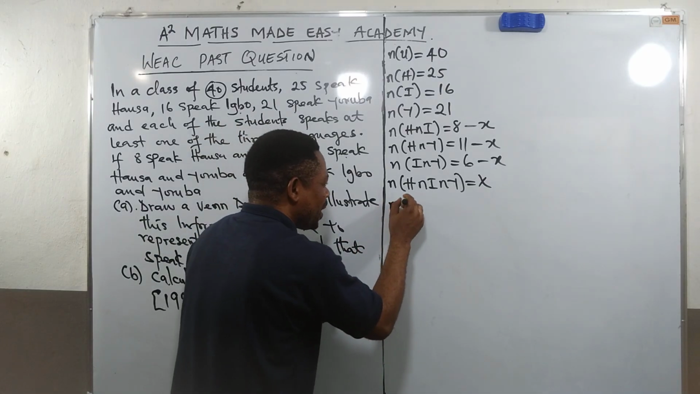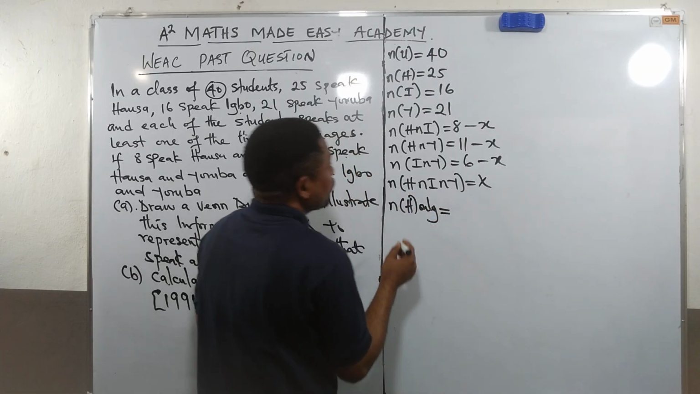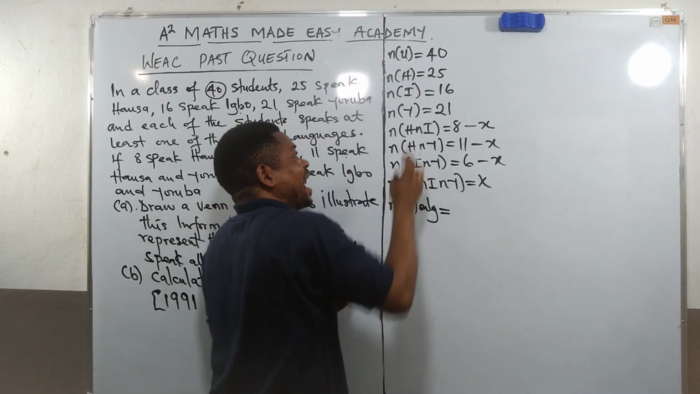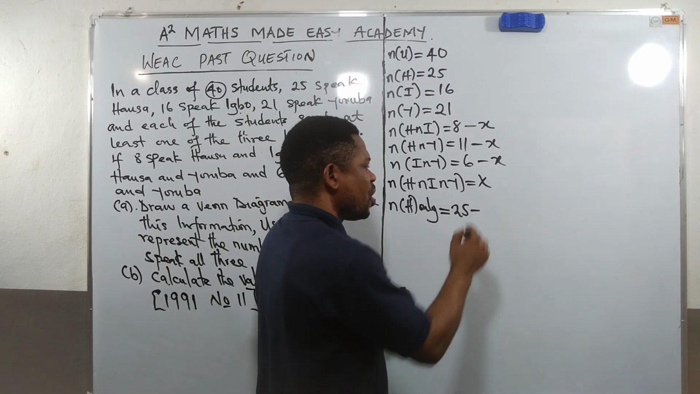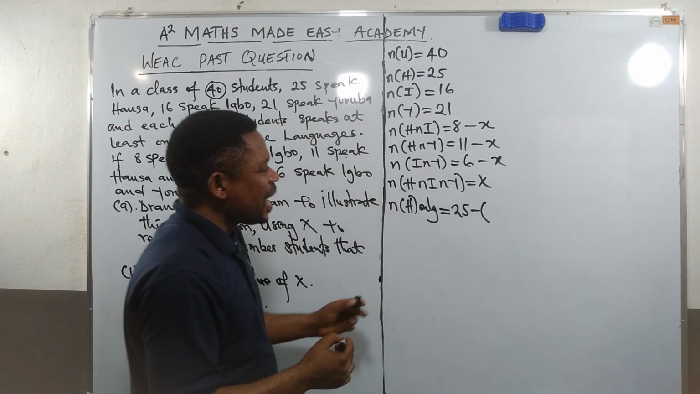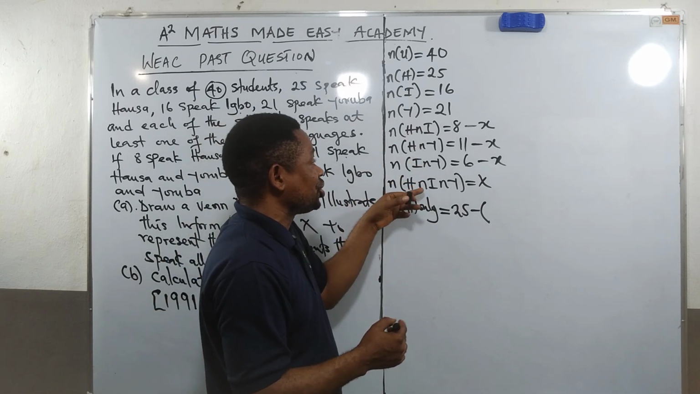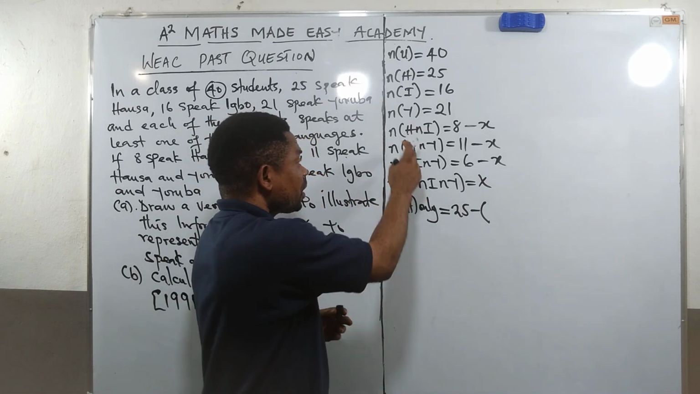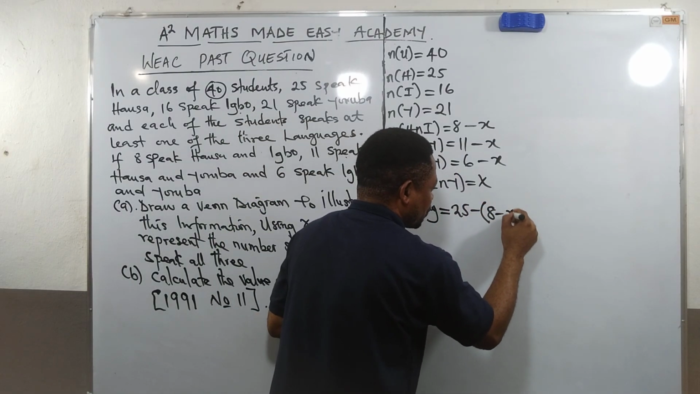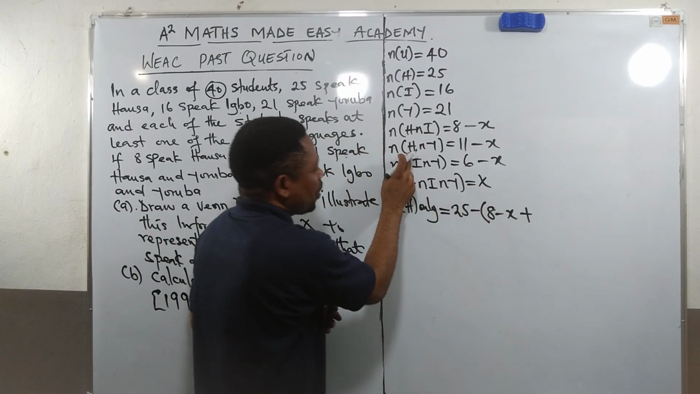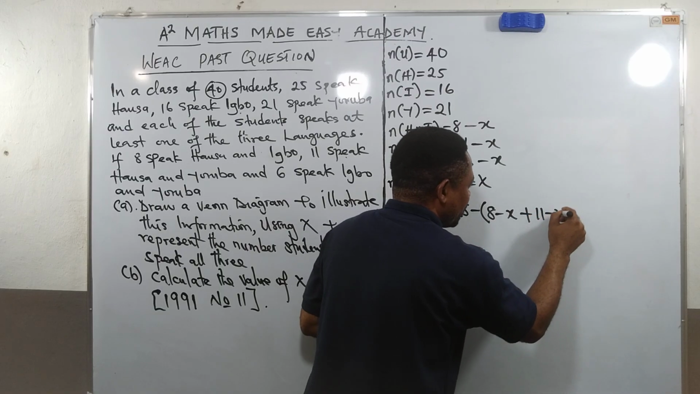We can say the number that speak Hausa only is, remember that Hausa is given as 25, though this is not the actual number. Consider it as 25, then introduce minus and open the bracket. Next is to move through all the intersections; anywhere you consider Hausa, which is H, accept it. There is Hausa here: the value is 8 minus X. I will add. Here also there is Hausa: the value is 11 minus X.